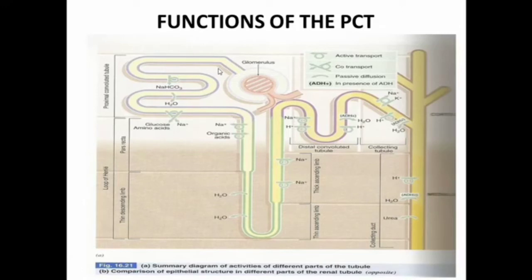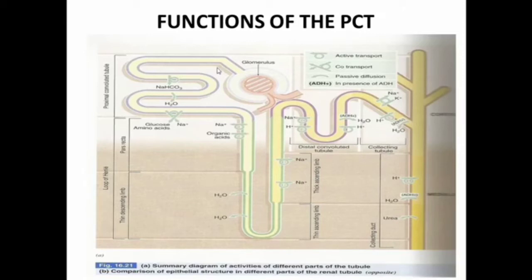And this is what happens in diabetes mellitus, because there is so much glucose in the glomerular filtrate that the proximal convoluted tubule is unable to reabsorb it, and that is why the surplus glucose will pass out in the urine, and it is called glycosuria.